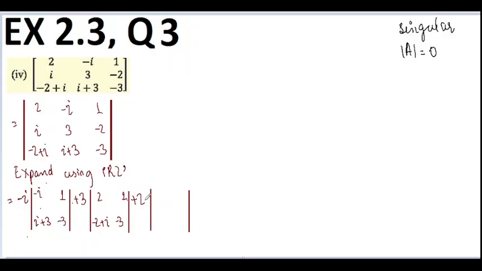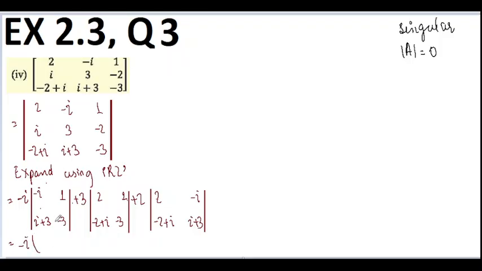And for minus 2, sorry, this is minus 2 and there it's plus 2. We are going to remove this column and this row, and we are left with 2 minus iota, minus 2 plus iota, and iota plus 3. So it is 2 minus iota, minus 2 plus iota, and iota plus 3. Now we are going to open up these determinants.